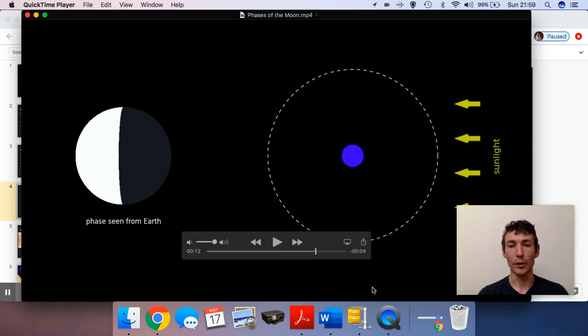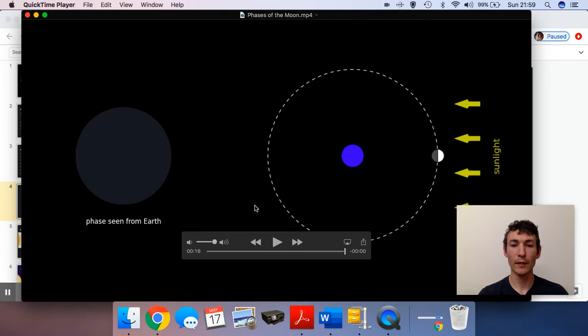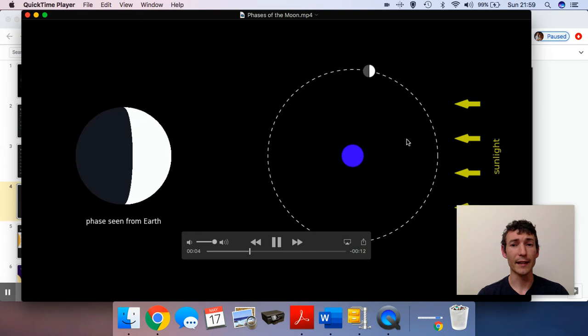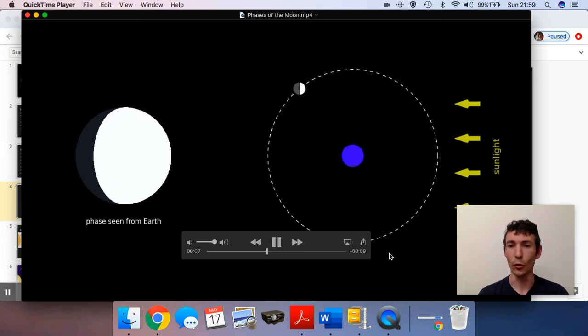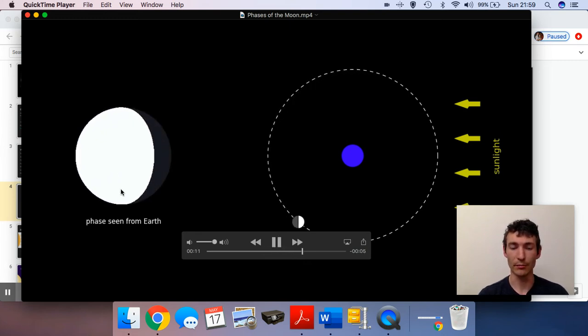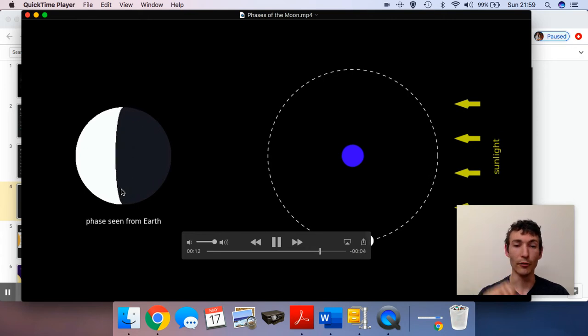Then we've got our third quarter, our waning crescent, and then finally back around to our new moon. Okay, so have a look at that again. Play and pause me as much as you want, and just analyze that orbit going around there and how the view from the Earth actually changes, or the view of the moon changes.